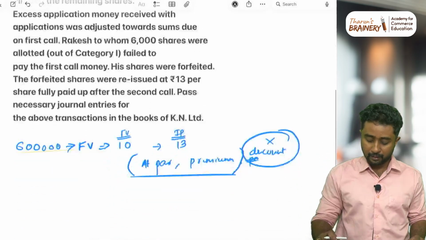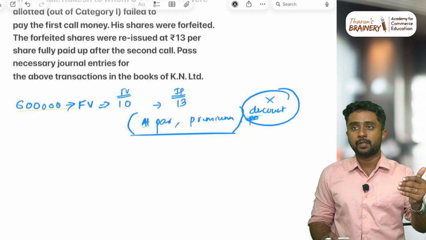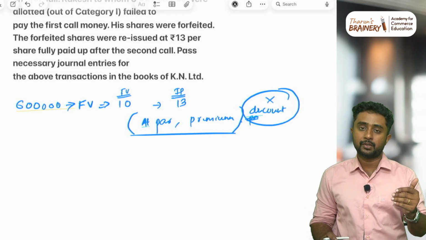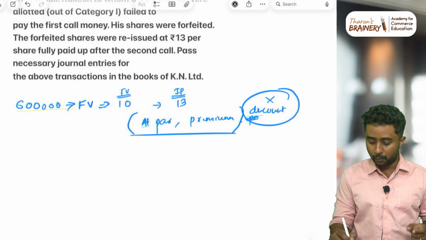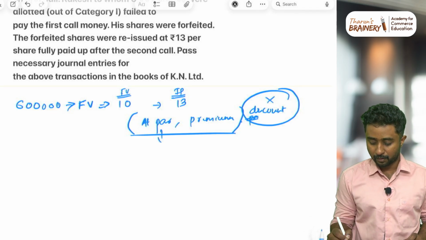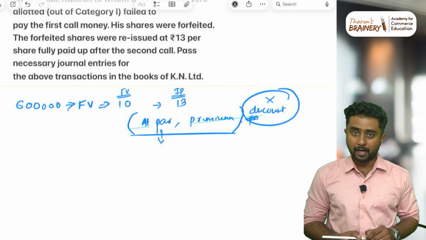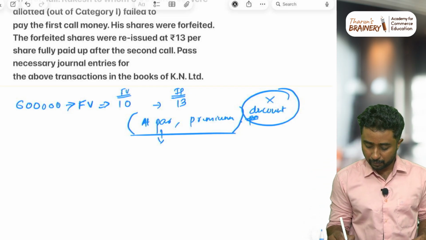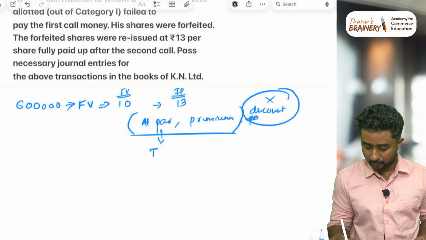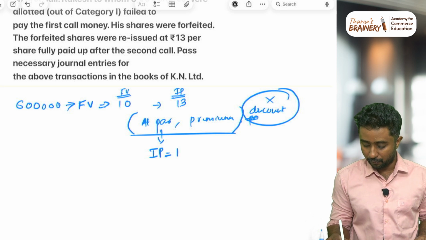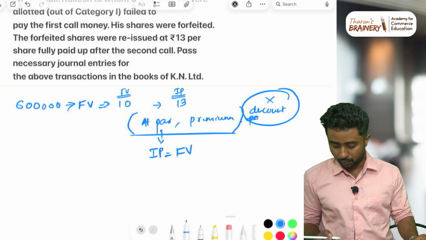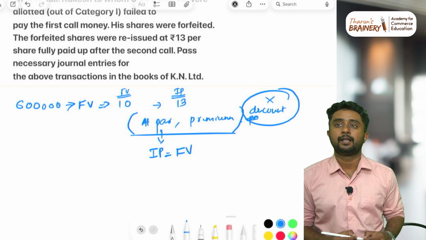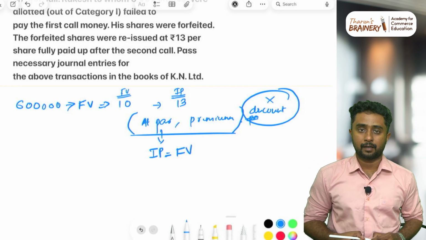So when the shares are issued for the first time, it can be issued at two prices only. Either it can be issued at par or it can be issued at a premium. Now the thing is, what do you mean by par? Par means basically, if the issue price of the share is the same as the face value, then we can call it par.